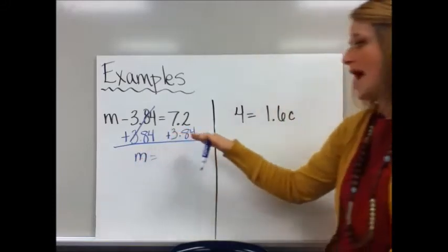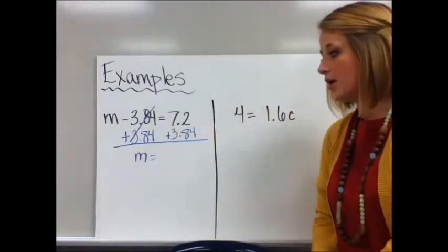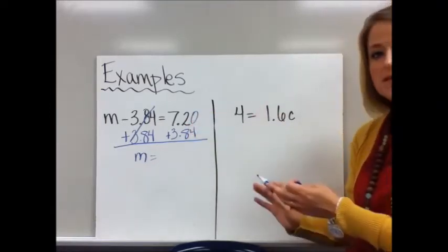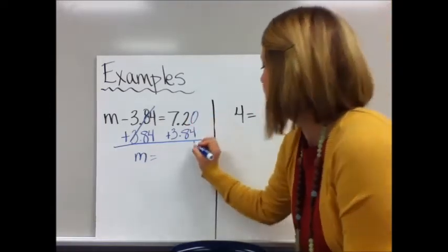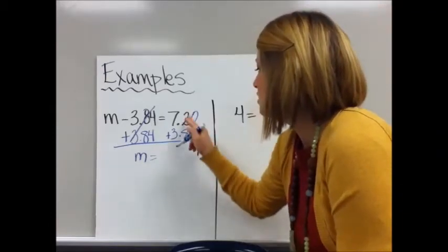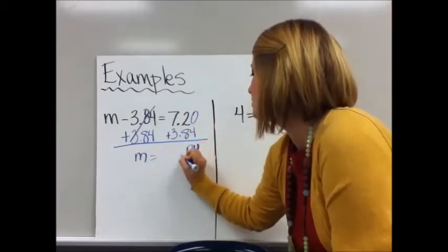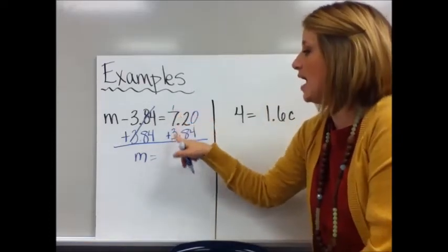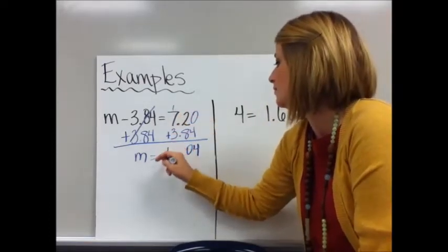Then I'm going to add 7.2 plus 3.84. If you want, you can annex a 0 here so that you have the same number of digits. 0 plus 4 is 4. 2 plus 8 is 10. Line up my decimal, carry the 1. 1 plus 7 is 8. 8 plus 3 is 11.